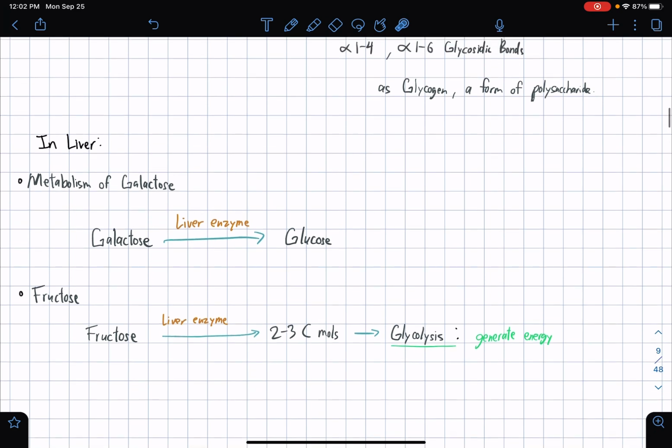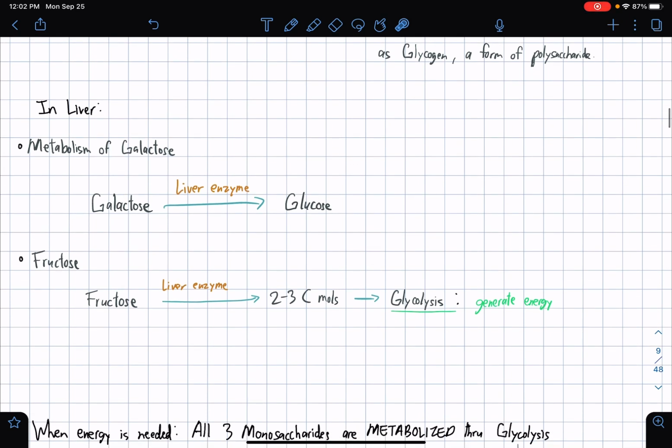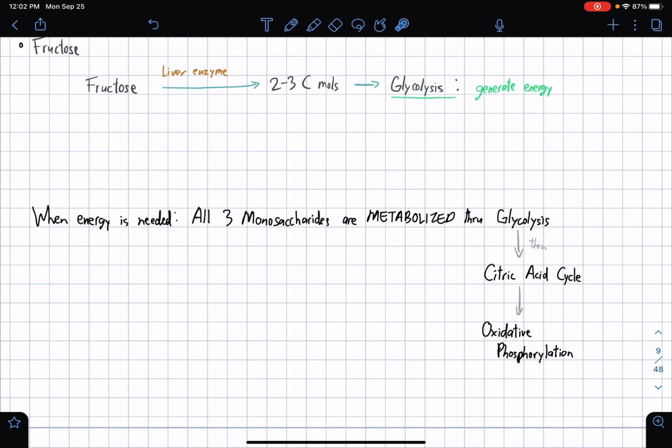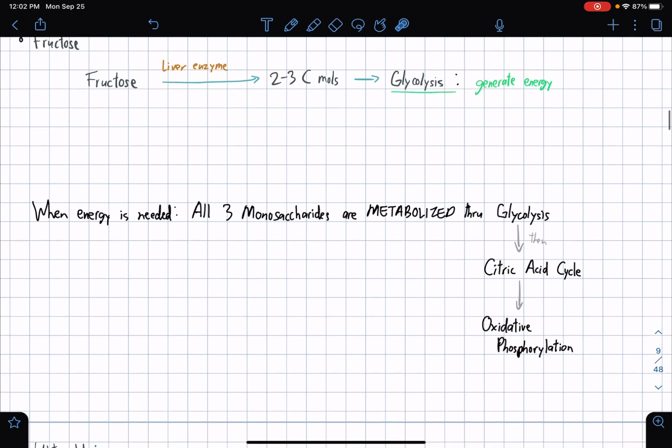Anyways, in the liver, metabolism of galactose by a liver enzyme converts it to glucose. And fructose, through a liver enzyme, becomes 2 to 3 carbon molecules, which undergo glycolysis to generate energy. When energy is needed, all three monosaccharides are metabolized through glycolysis, then the citric acid cycle, and then oxidative phosphorylation.